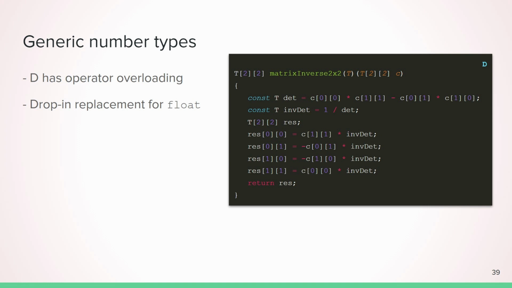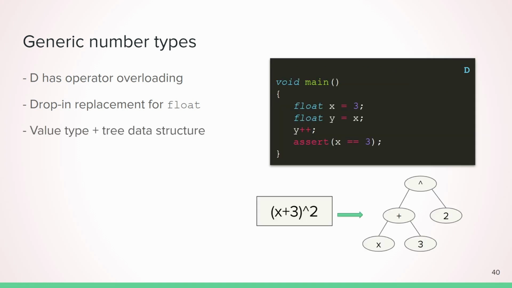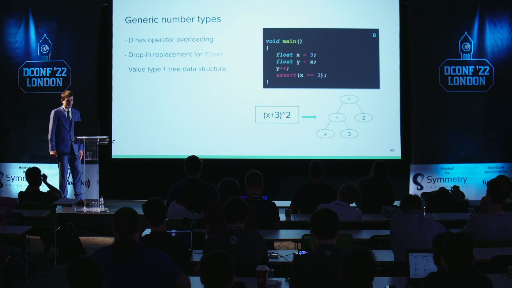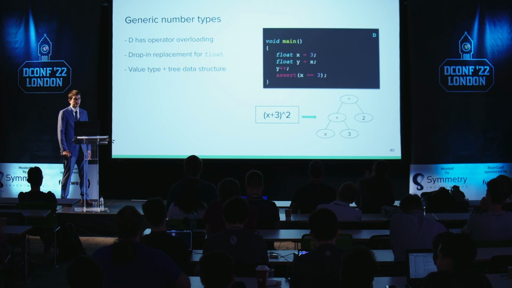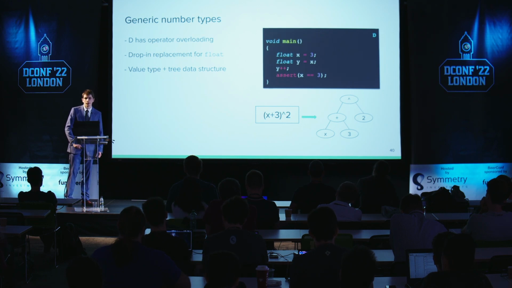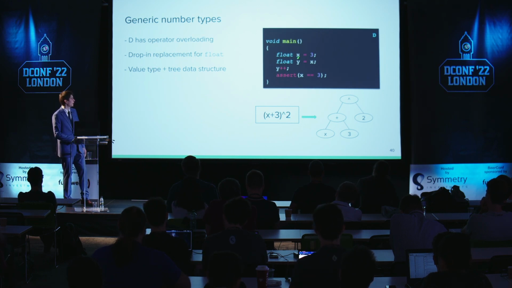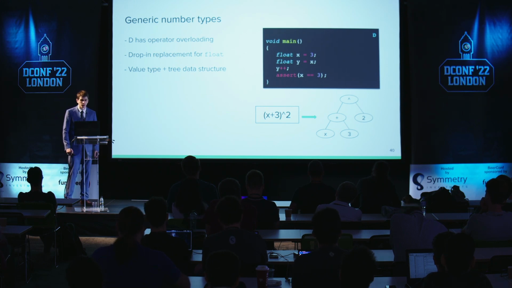So here's another generic function. This inverts a 2x2 matrix with a generic number type. And you can instantiate this with float and double. But it would be cool if I didn't have to write a separate matrix inversion logic for my symbolic math number. But the challenge is a float is a value type. So when you assign one float to the other, you get a copy, and you can modify it, and the original remains untouched. But when you have a tree data structure, you have indirections to the child nodes. And if you have mutable aliasing, then you may inadvertently also modify the original variable.